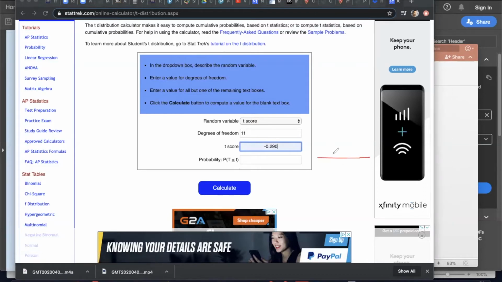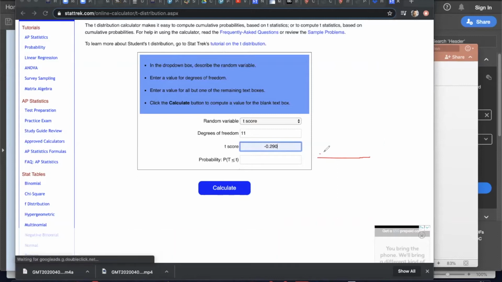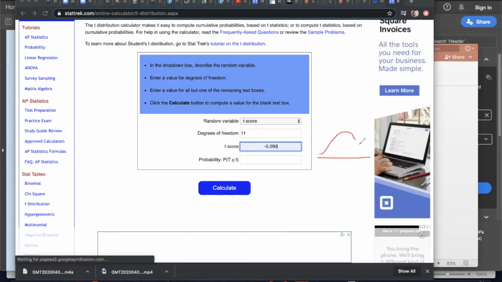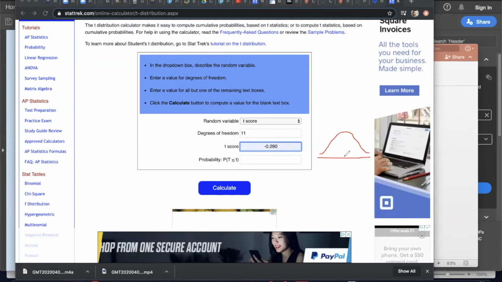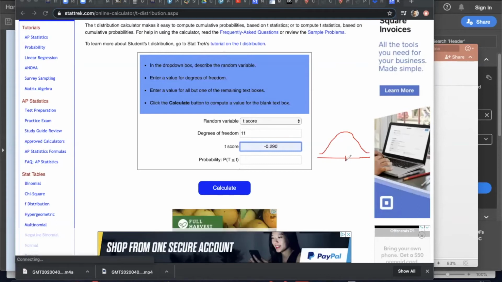So here is my t-distribution with 0 right in the middle. So negative 0.290 would be off here to the left. I think I'll just put a t here, but that does represent negative 0.290.